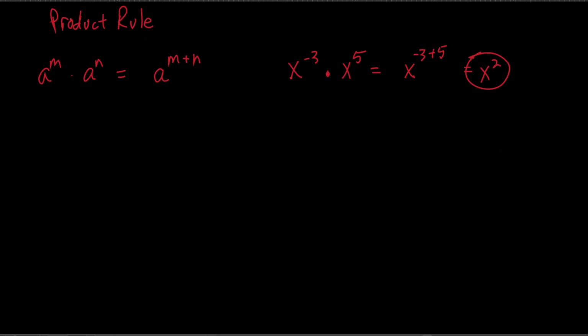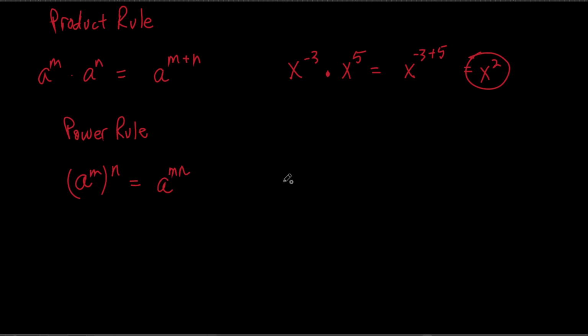Let's do the power rule. That sounds cool. Power rule. So here it is. Again, these are extremely important. You're going to use these a ton this year. Now, this is a little bit different. You got a to the m power, and that whole thing is being taken to the n power. So what you do here is now you actually multiply the exponents together. So m times n. So that's the rule.